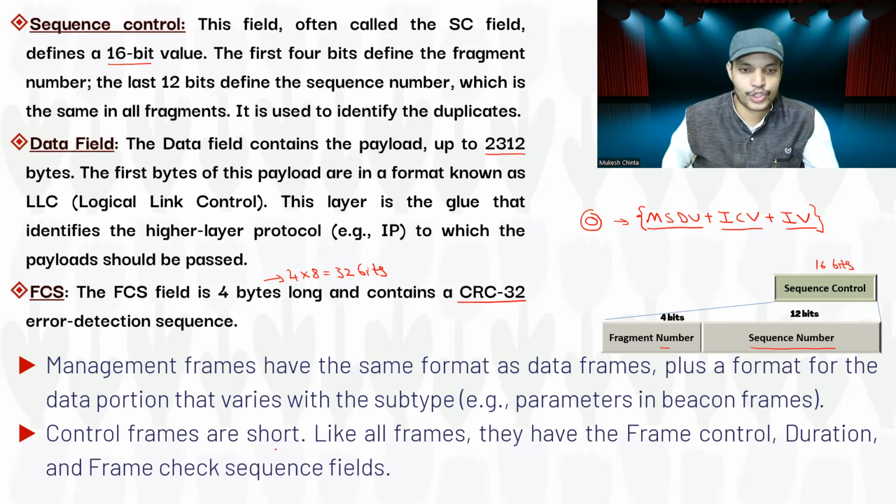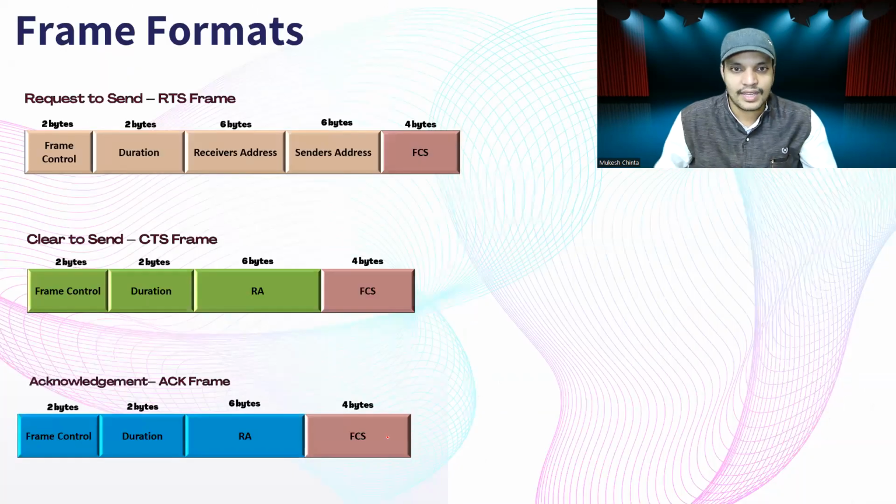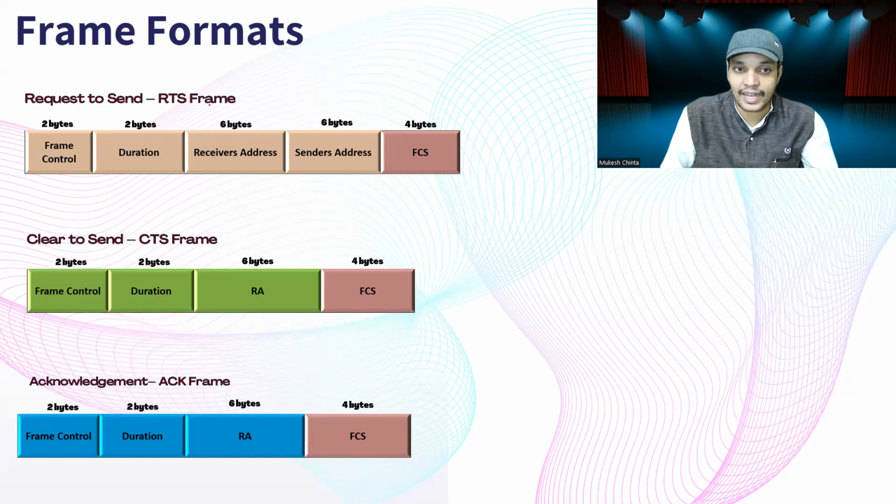The control frames are short. Like all frames, they have the frame control, duration, and the frame check sequence fields. I have also brought some sample formats of the different control frames that we use. This is the first one, your RTS, request to send frame, which contains your frame control field, then the duration field, which tells how long this particular transmission is going to take, followed by the receiver's address and the sender's address, followed by the FCS, which is nothing but the CRC32, or the 32 bits, which are used for error control.